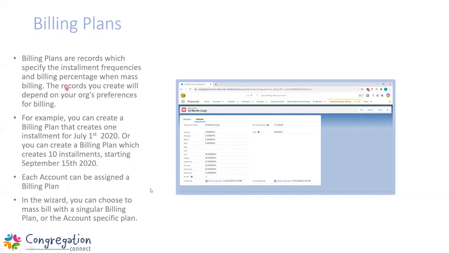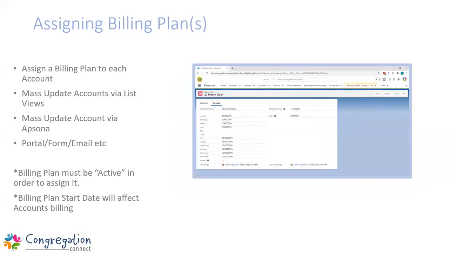Here I did 10 monthly, and the installments were split into 10 months, and I was able to specify which percentage of the billing was applied to each month. So each account can have a billing plan, and you can use that account's billing plan, or you can choose to use a generic plan for everyone.